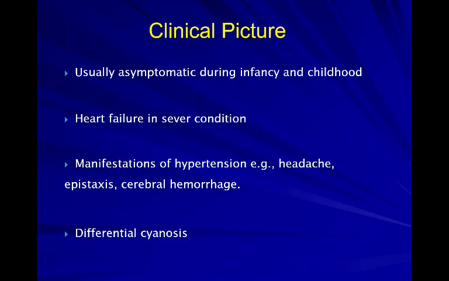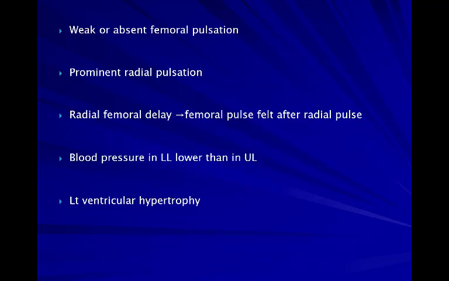Clinical picture of aortic coarctation: if it is mild, usually asymptomatic during infancy and childhood; heart failure in severe cases; manifestations of hypertension, especially headache, epistaxis, cerebral hemorrhage; and finally differential cyanosis. Weak or absent femoral pulsation, prominent radial pulsation, radiofemoral delay. The femoral pulse is felt after the radial pulse. Blood pressure in the lower limb is lower than the upper limb. Left ventricular hypertrophy.